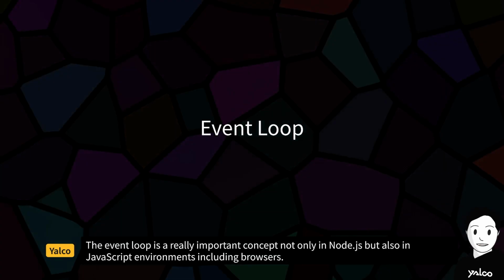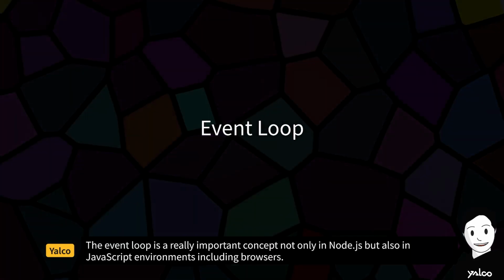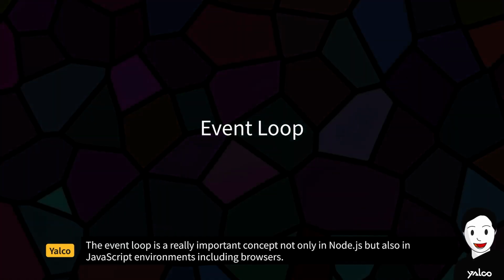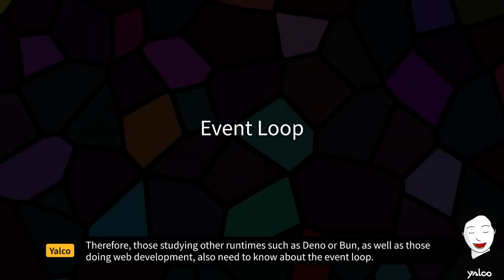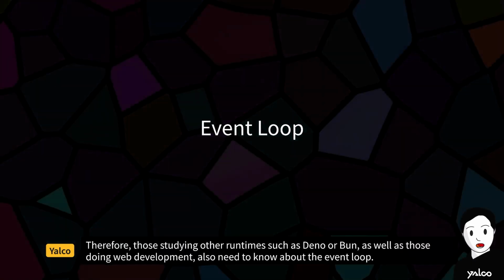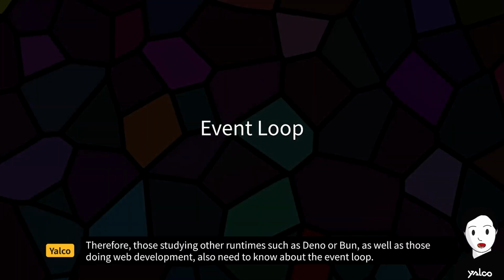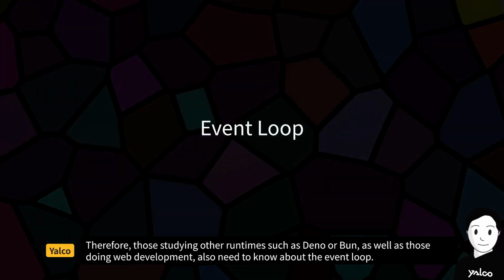The event loop is a really important concept, not only in Node.js but also in JavaScript environments, including browsers. Therefore, those studying other runtimes, such as Deno or Bun, as well as those doing web development, also need to know about the event loop.